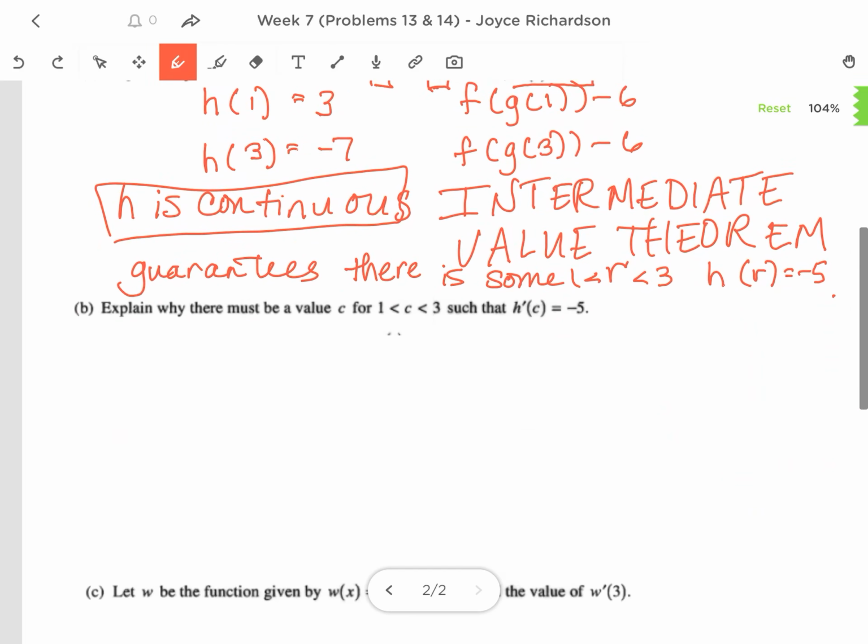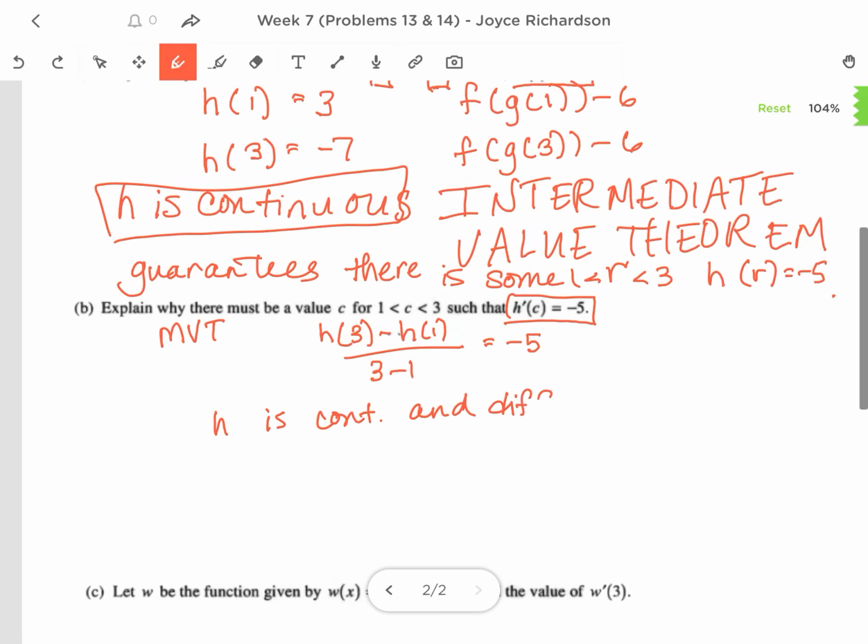For part B, explain why there must be some value. Now they're talking about the derivative, right? So again, this is where you're looking at your mean value theorem, okay? Which tells me that the average rate of change, so h of 3 minus h of 1 all over 3 minus 1, is going to be equal to negative 5 at some point.